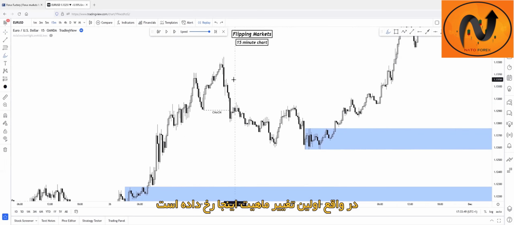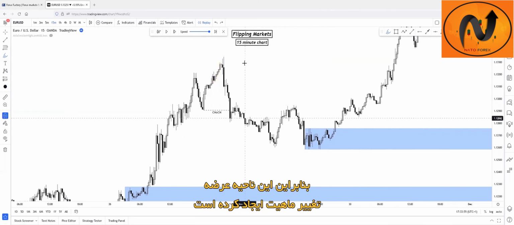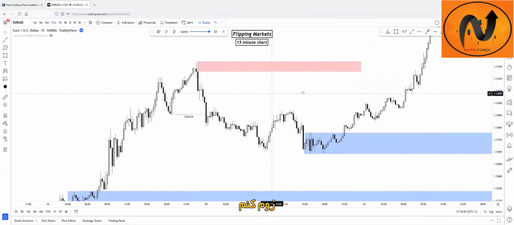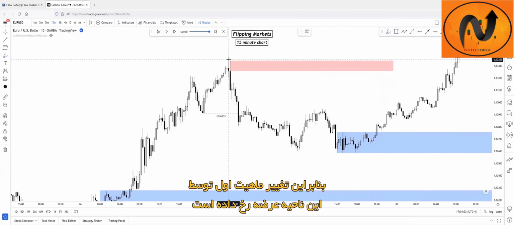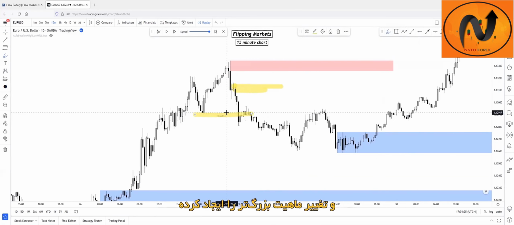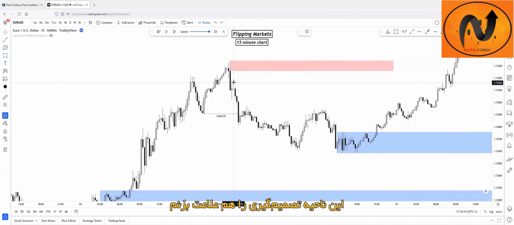Actually, the first change of character happened here because this was the last upside candle and the last reverse before the last high has been reached. And this supply zone changed that character. I will just mark that supply zone here. And we'll just zoom in. So this supply zone changed the character first. This decisional zone broke structure here and changed the bigger character. So we have 2 supply zones right here, as you can see. I will just mark the decisional one too.